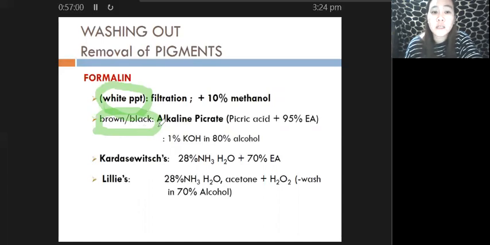These can be removed with the use of alkaline picrates, which is picric acid in 95% ethyl alcohol. You can also make use of 1% potassium hydroxide in 80% alcohol. For the removal of pigments, you can also make use of Kardasevich solution and Lily's solution. Those are the different reagents that we can use for the removal of formalin pigments and precipitates.